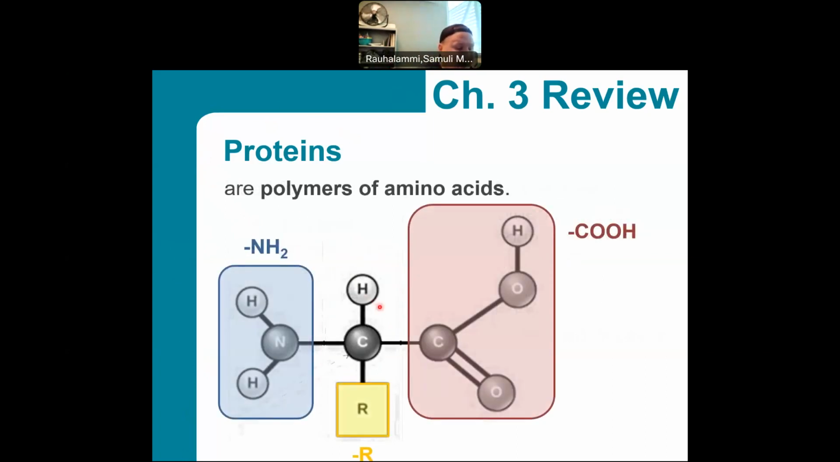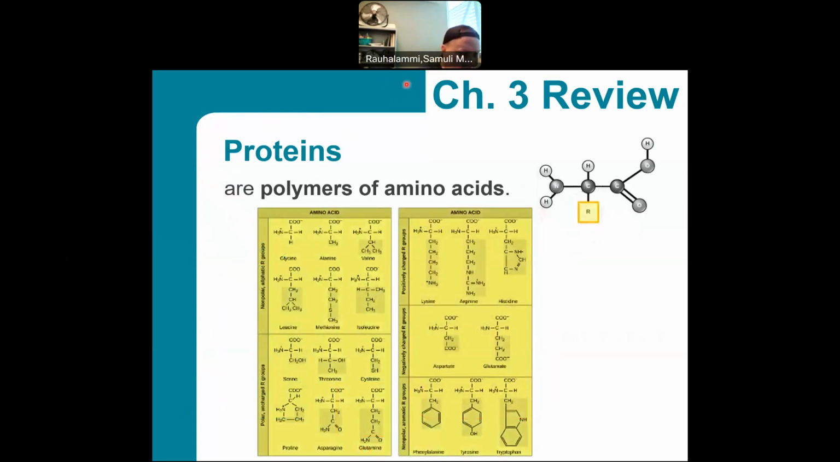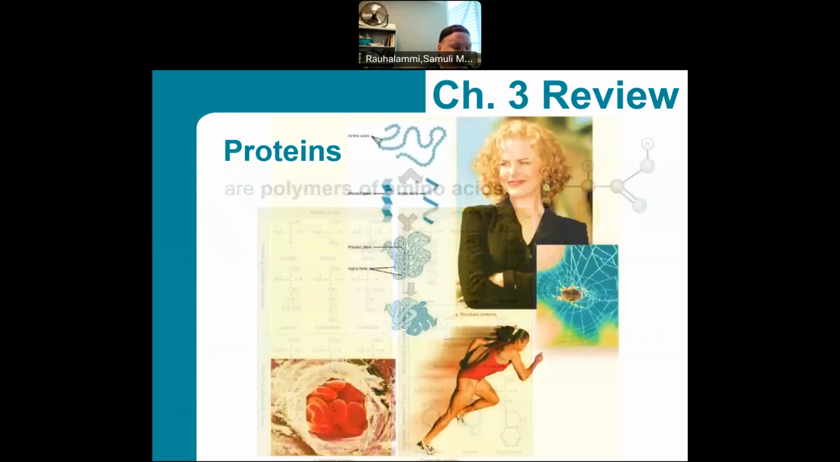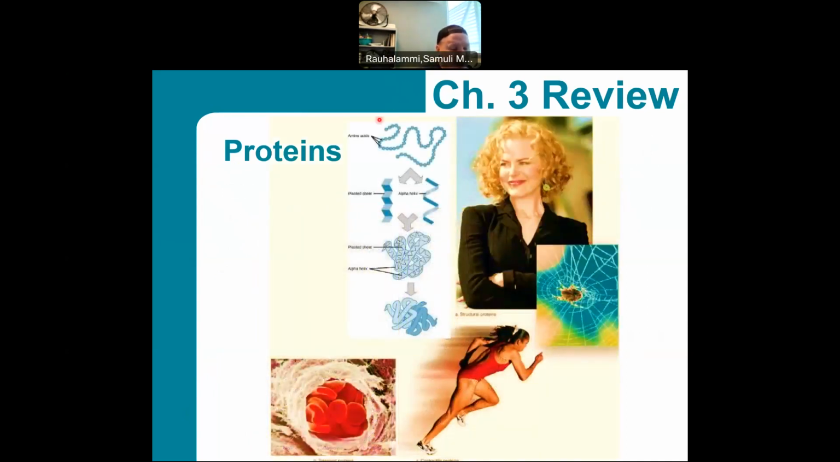Proteins are polymers of amino acids, and we do have different kinds of subgroups. And again, I think if I haven't already uploaded it, I will upload it later on. But there are different kinds of tables that help you to look at these side groups that we find in these molecules.